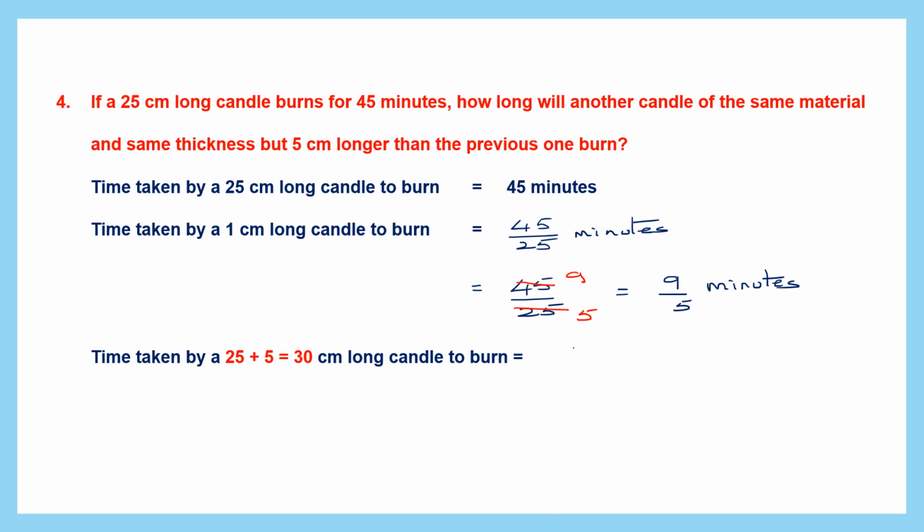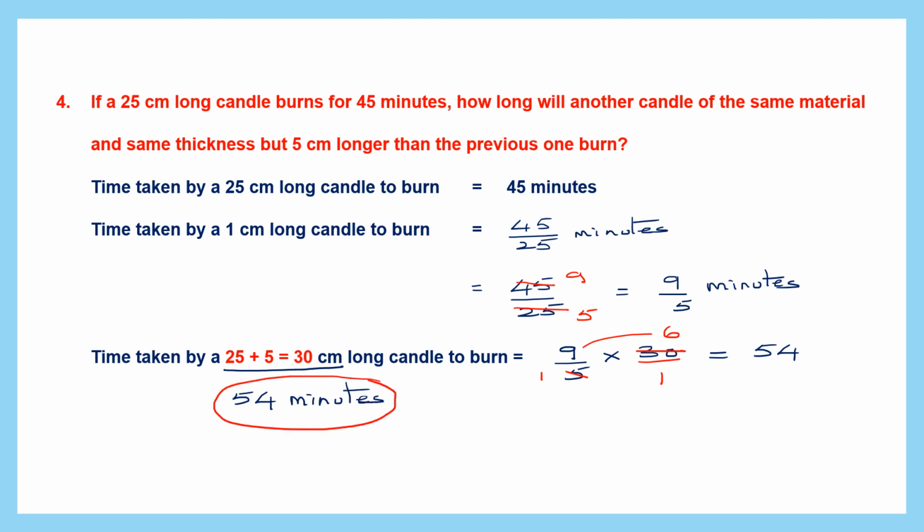So let's write that down. 9 by 5 into 30. Here we can cancel. This can be by 1 and we can cancel. 5 ones are 5, 5 sixes are 30. Now multiply the numerators. 9 sixes are 54. So what is the answer? Time taken by a 30 centimeter long candle to burn is 54 minutes. So this is our answer, 54 minutes.